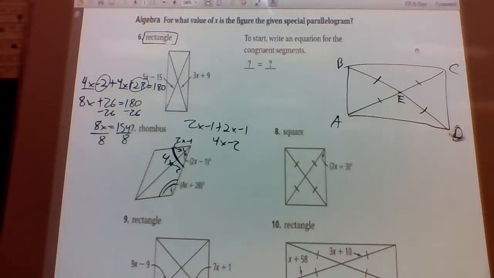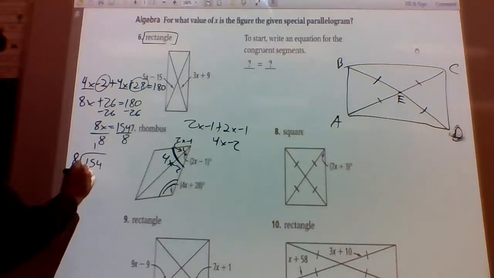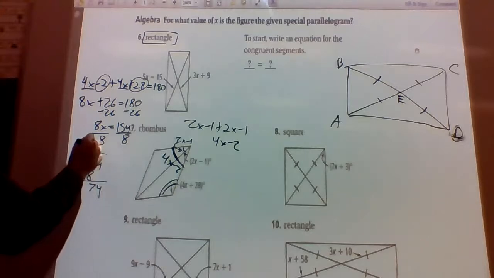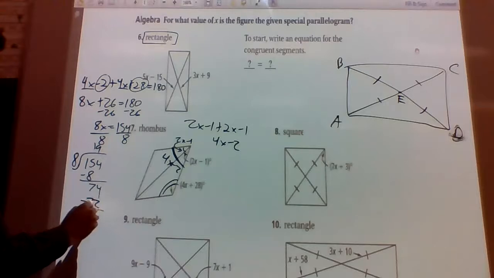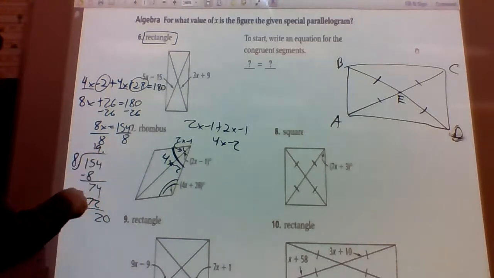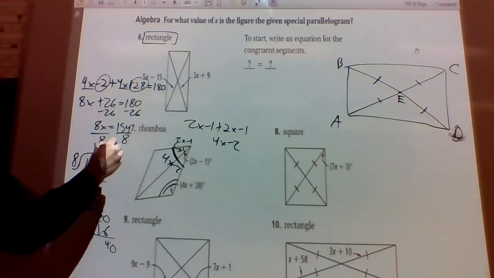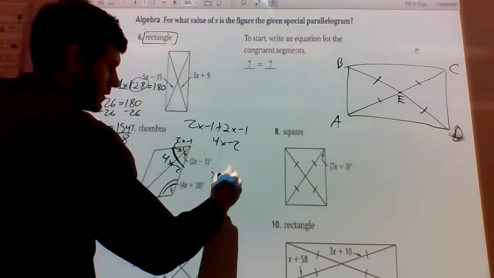What is that going to be? I think we get... I'm blanking on this one. 74, yeah, we're not going to go in evenly here. 10, so 9. 9 times 8 is 72. We have 2 left over. We're going twice, that's 16. 4, 0, 5, so 19.25. X is going to equal 19.25.